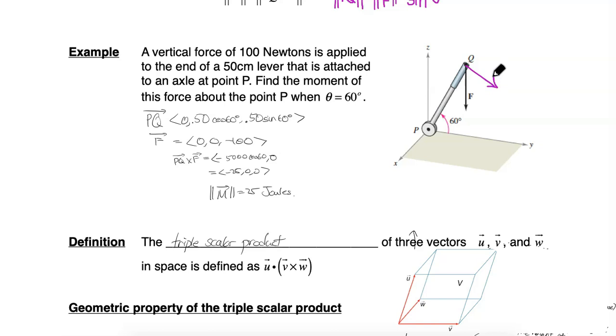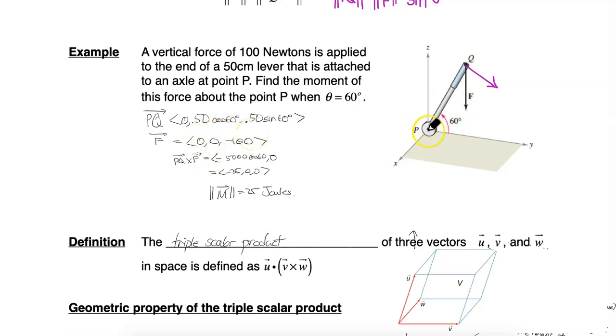If we try to move the lever by pushing directly downwards, what is going to be the moment of that force? Let's read the question. A vertical force of 100 newtons is applied at the end of a 50 centimeter lever that is attached to an axle at point P. Find the moment of this force about the point P. So we have to write what the vectors are. F is 100 newtons vertically, so it's going to be the force 0, 0, and -100 because we're going down.